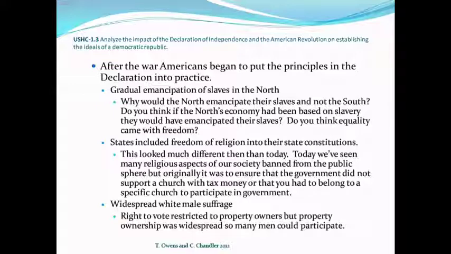After the Revolutionary War, Americans really started to put these principles into practice that were included in the Declaration of Independence. For one, all men are created equal caused them to gradually emancipate some of the slaves that were in the North. Remember, they didn't really need slaves because they didn't grow cash crops. States also included freedom of religion into their state constitution, and then they also had widespread white male suffrage. And so they took away a lot of the restrictions that caused white males not to be able to vote.